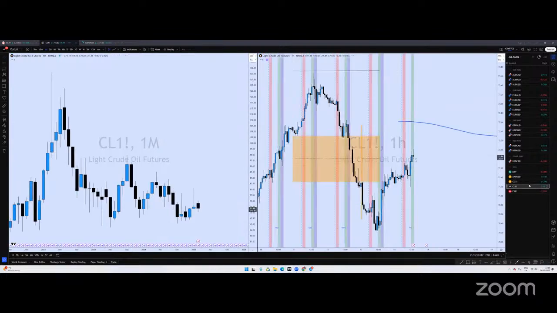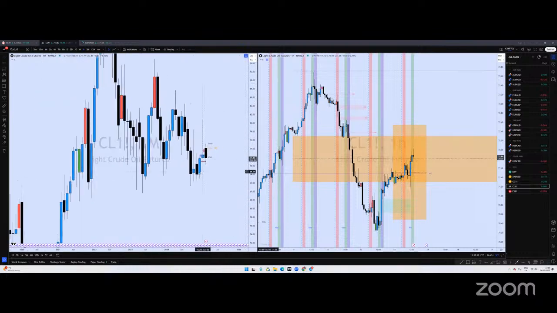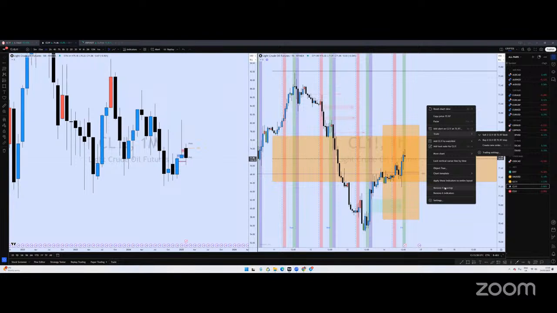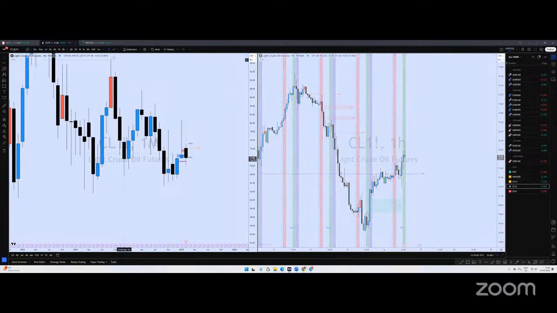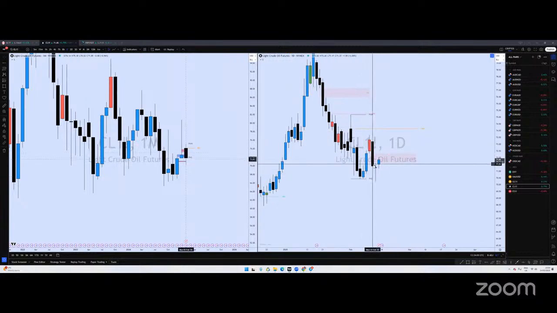higher. Crude oil, yesterday we did not get the type of candle that I was looking for. So that puts me into waiting because it didn't give me that down candle. So I'm still waiting. All right. Now we have the up, we have the down.